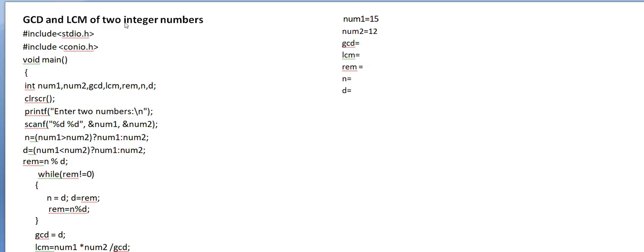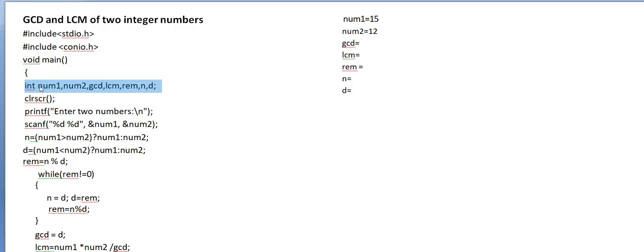Okay. So as you know that header files are going to support many functions in this program. So as we know that execution begins from the main function. So int num1, num2, GCD, LCM, reminder, n as well as d. So these are the things that are going to hold the values.